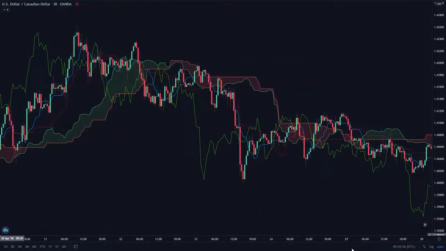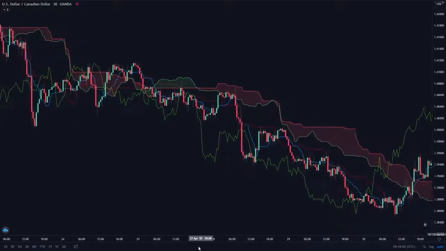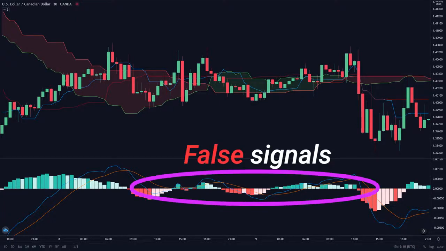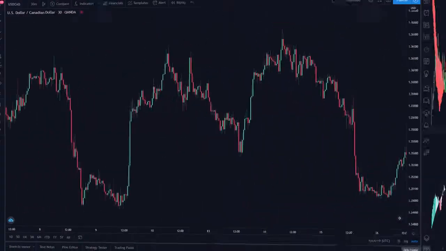So the Ichimoku cloud is an indicator that shows trends and momentum on the market. However, unlike a normal momentum indicator like the MACD crossover that often displays false signals when the market is on a range, the Ichimoku cloud instead filters them out using what's called the Kumo cloud. We'll get to that in a minute.